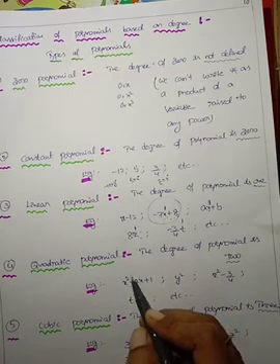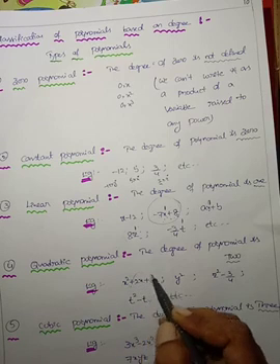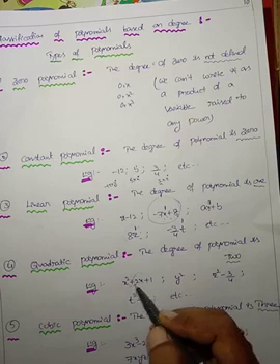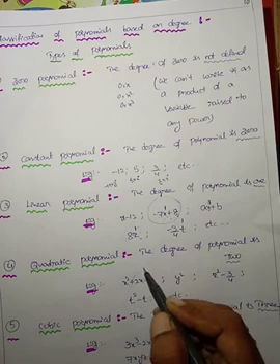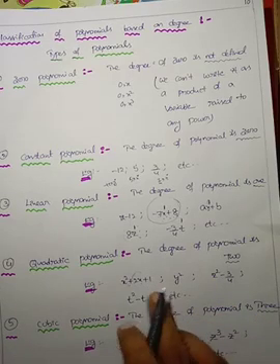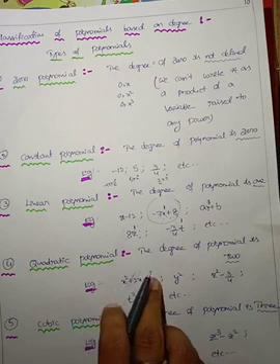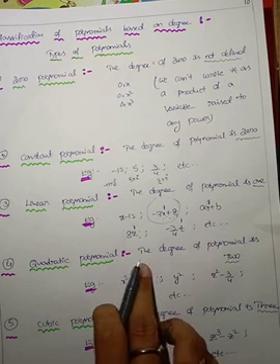This quadratic polynomial: x square plus 2x plus 1. What is the degree of this term? 2. What is the degree of this term? 1. What is the degree of the constant term? 0. So which is the highest degree? 2. So this polynomial's degree is 2. Which polynomial has the highest degree 2? That polynomial is called a quadratic polynomial.